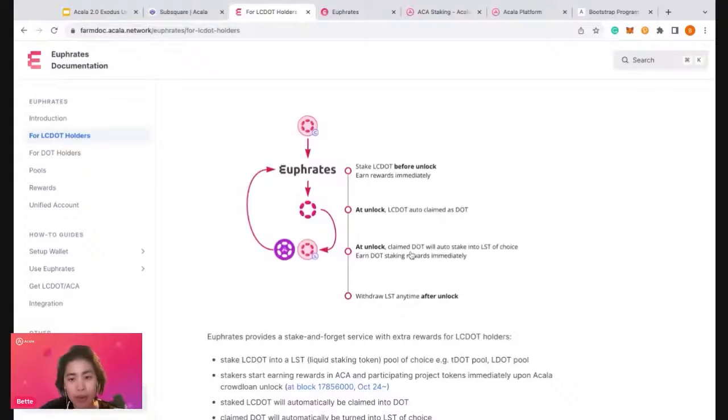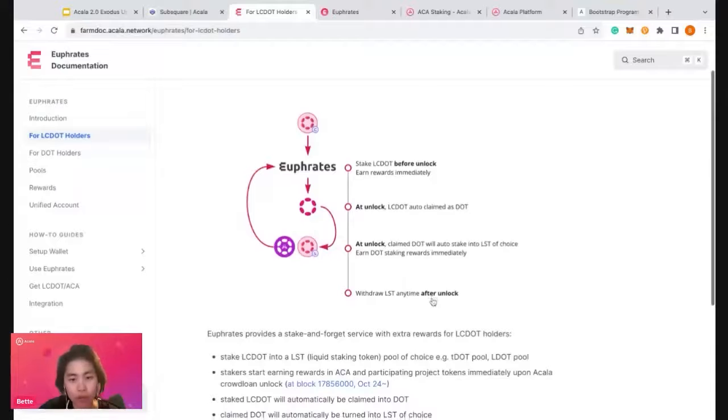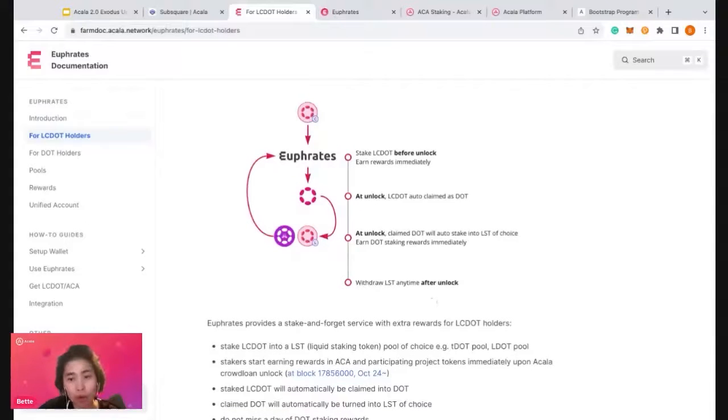And then it will automatically stake into whichever pool you choose. If you choose LDOT, then it will stake into LDOT. And if you choose TDOT, then it will go into TDOT and mint TDOT for you, right? And after the unlock, you can withdraw either TDOT or LDOT at any time.